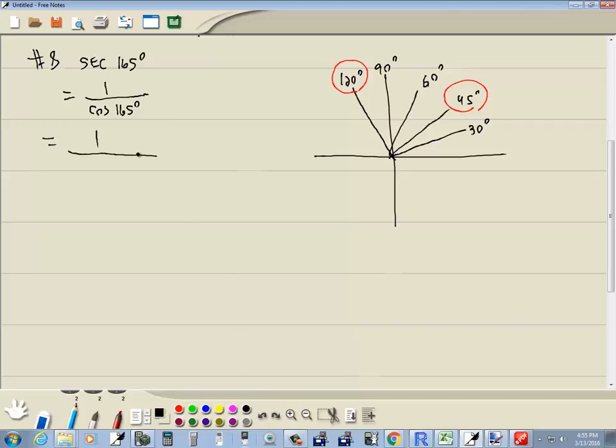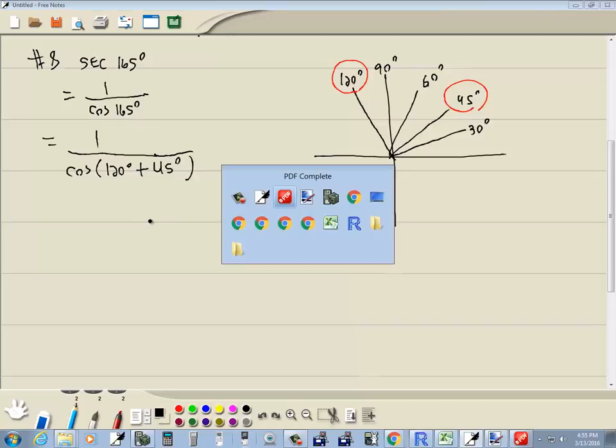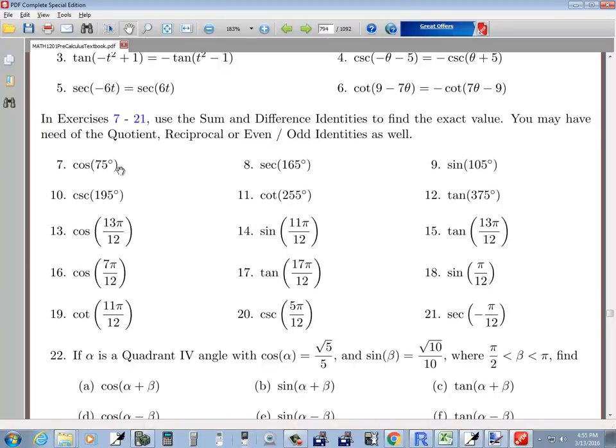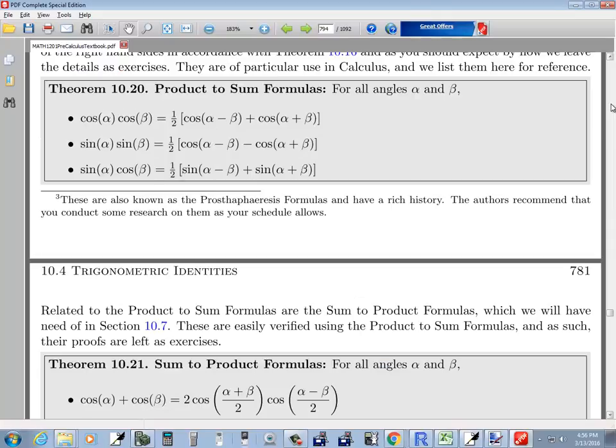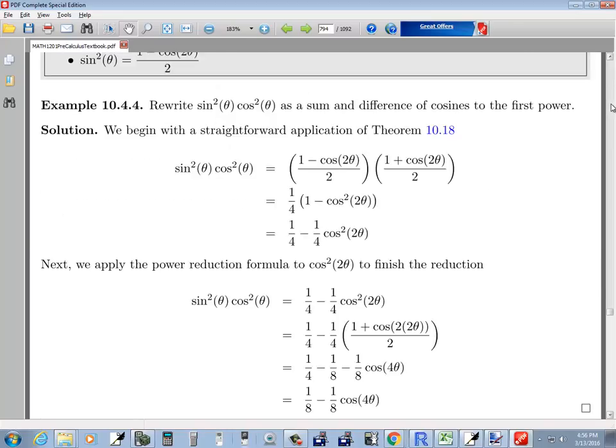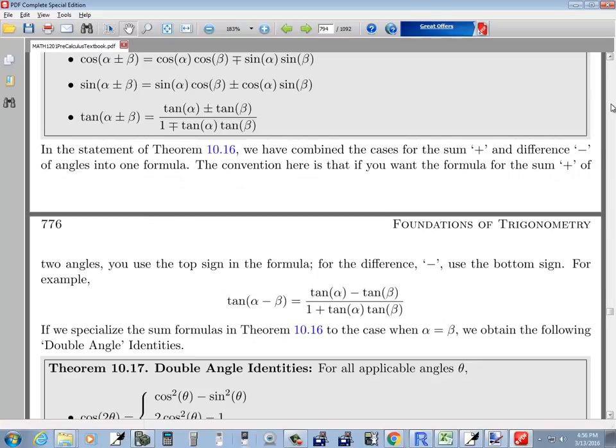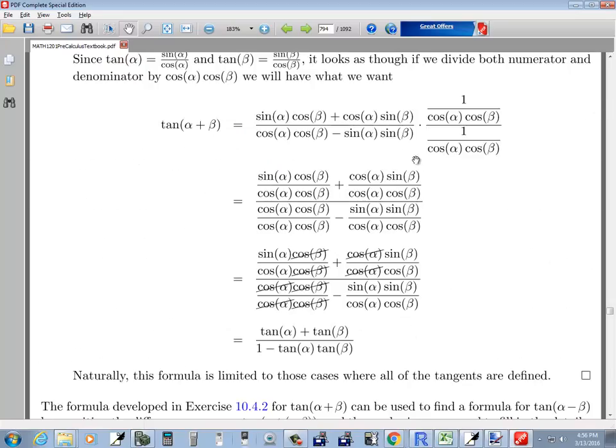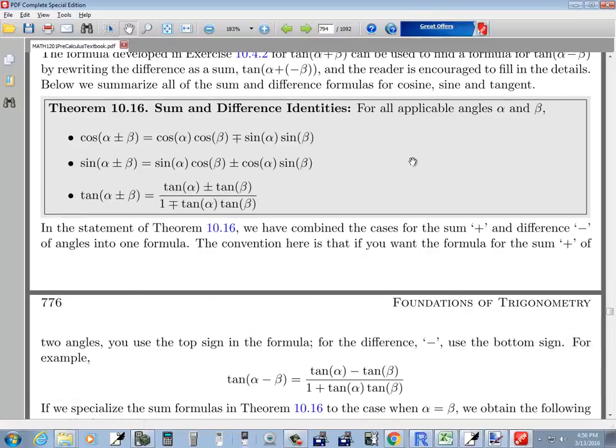So we'll have 1 over cosine of 120 degrees plus 45 degrees. In case you're wondering, it does not matter which angles you pick, just as long as they, added or subtracted, give you 165 degrees. Now I don't have this formula memorized, so let me go up to the sum and difference identities.